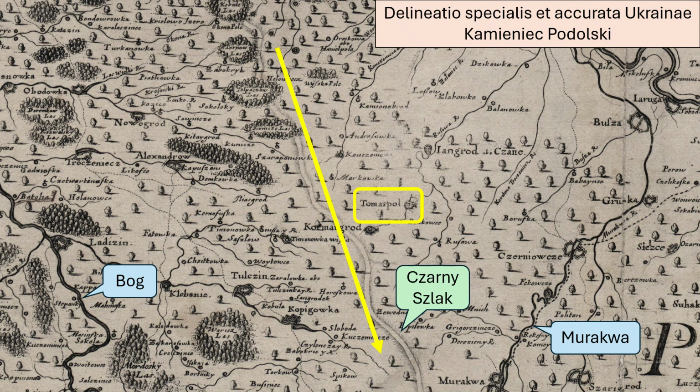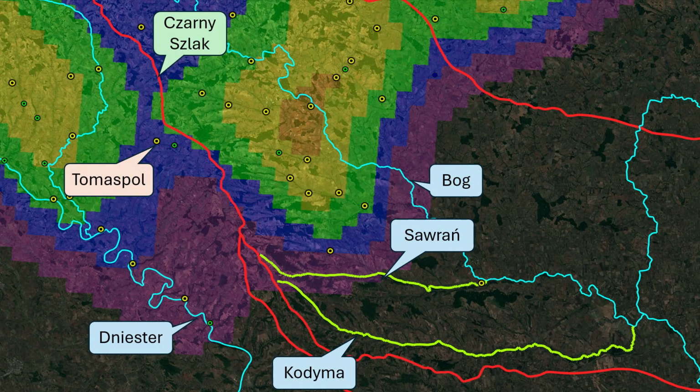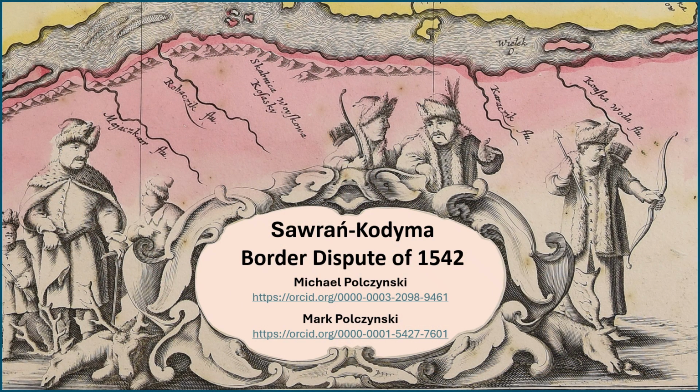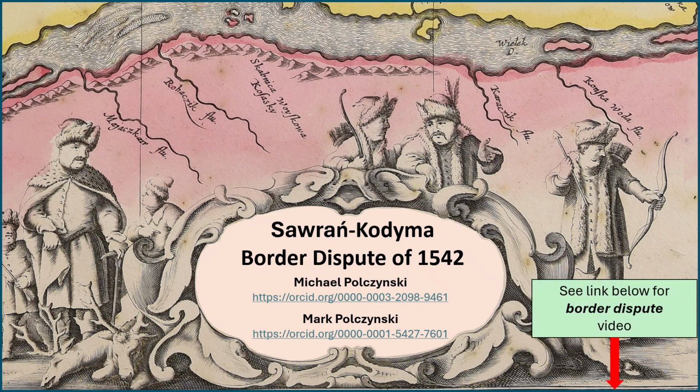Here is the poorly defended region as shown on this Beauplan map. What is particularly interesting is to see how this gap aligns with the course of the Savran and Kodama rivers, which were at the heart of the 1542 border dispute between Poland-Lithuania and the Ottoman Empire. See the link below for a description of this dispute.